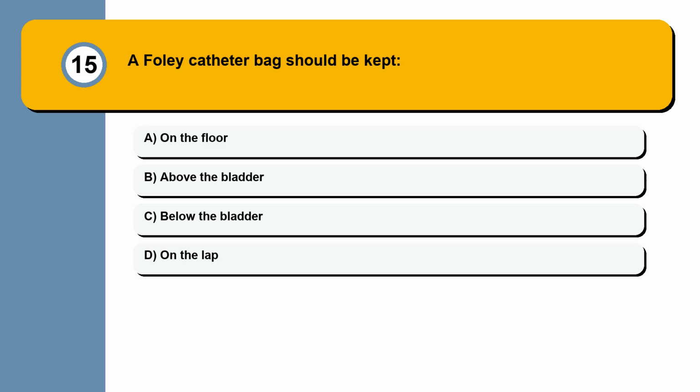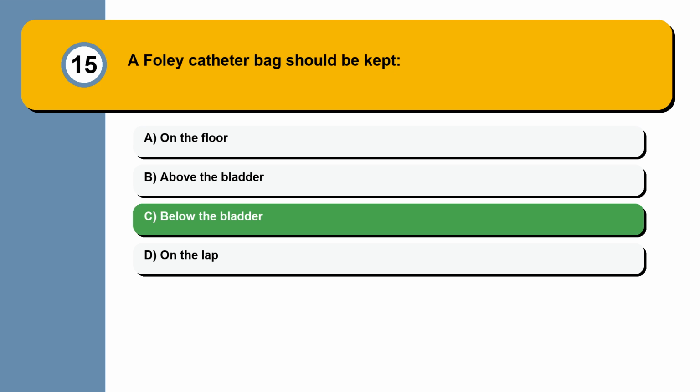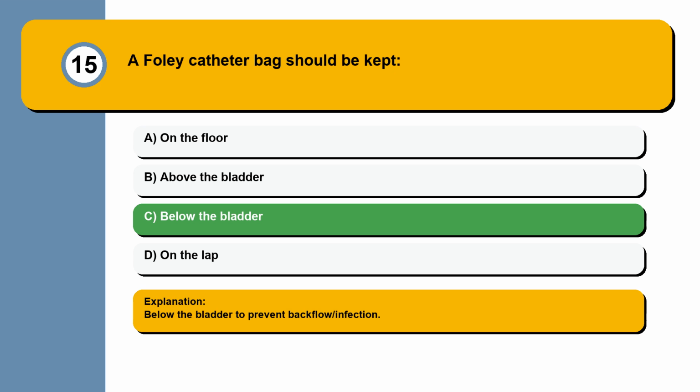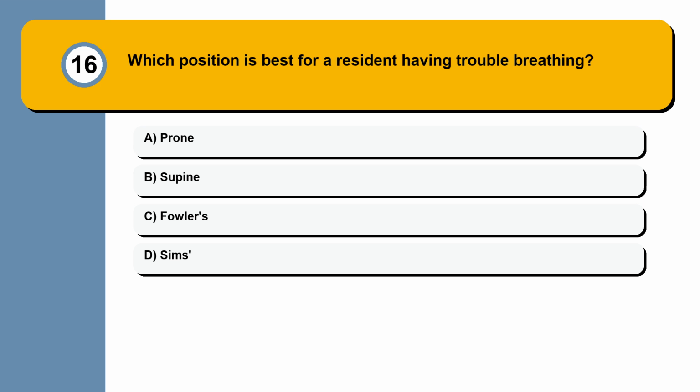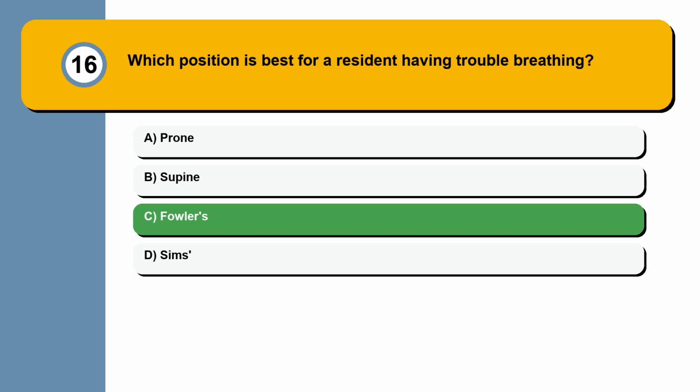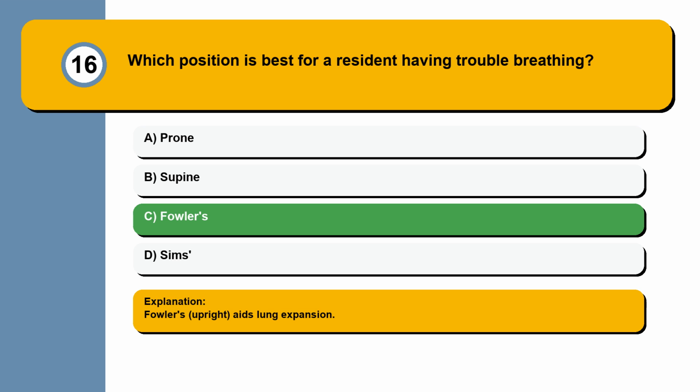Question 15. A Foley catheter bag should be kept on the floor, above the bladder, below the bladder, on the lap. Below the bladder to prevent backflow and infection. Question 16. Which position is best for a resident having trouble breathing? Prone, supine, Fowler's, Sims. Fowler's, upright, aids lung expansion.